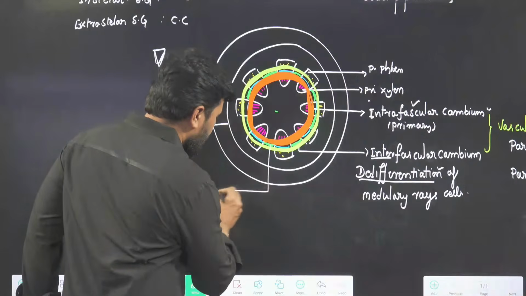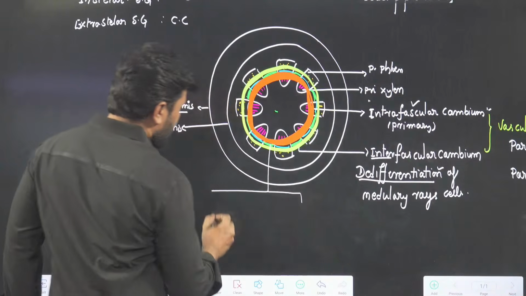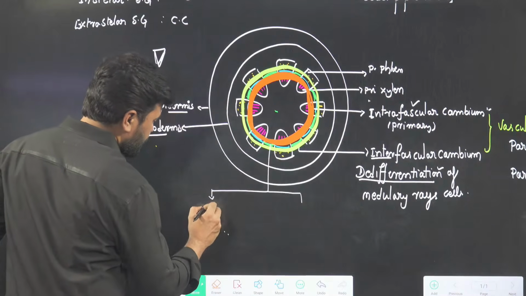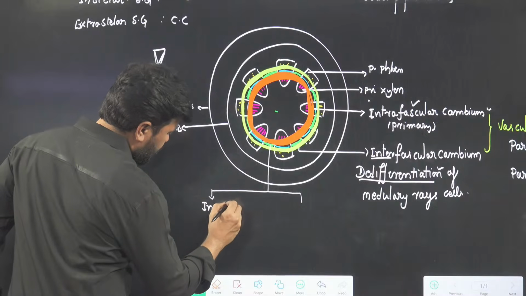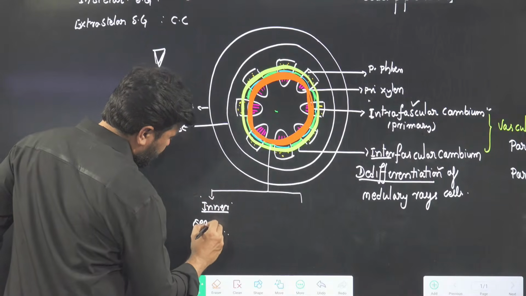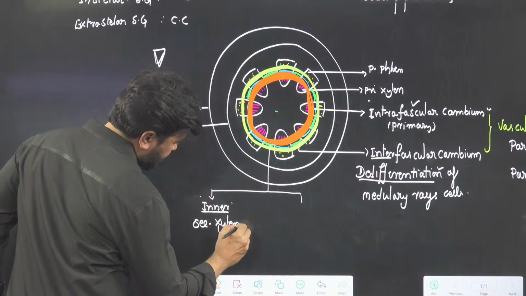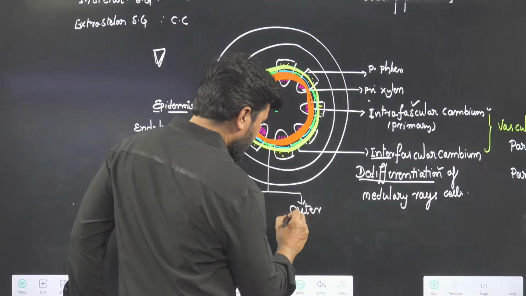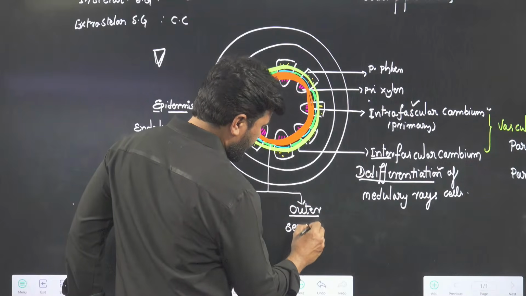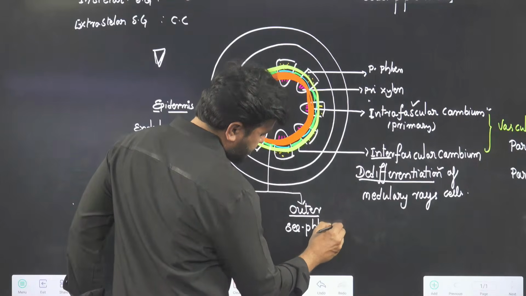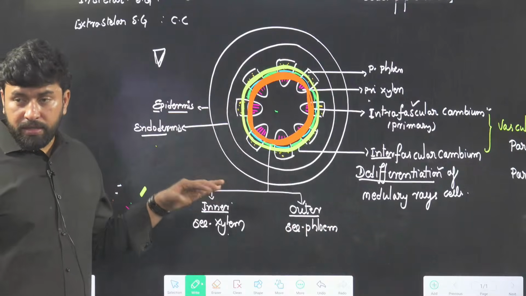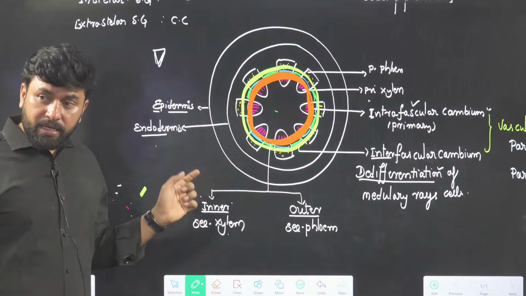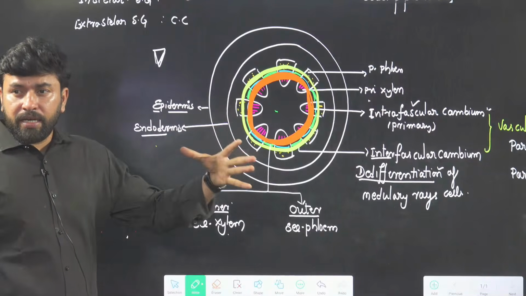Observe, this is that vascular cambium. This vascular cambium towards the inner side forms secondary xylem. Towards the outer side, it forms secondary phloem. Towards the inner part, secondary xylem. Towards the outer part, secondary phloem.